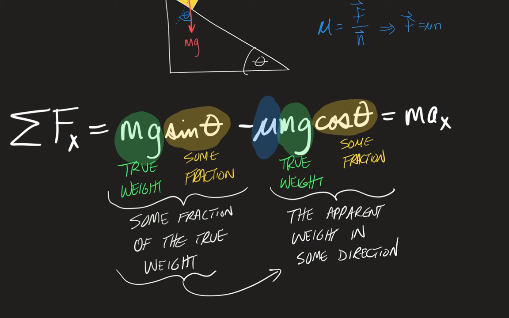So, the mg sine theta was easy because I kept it some fraction of true weight. Doesn't get any simpler. Mg cosine theta, I could also call it some fraction of true weight, but I wanted to give the other layer that it's the apparent weight, but it's only part of the apparent weight. These two terms, if I didn't have the mu, would give the full weight. If I added mg sine theta to mg cosine theta, I'd always get true weight. Always, in any setting.